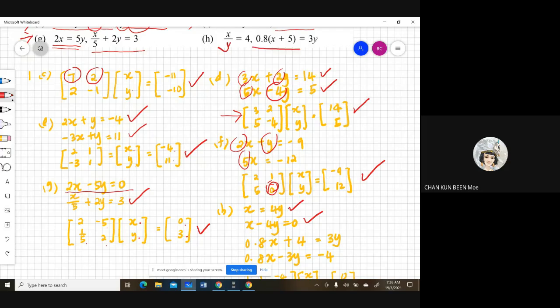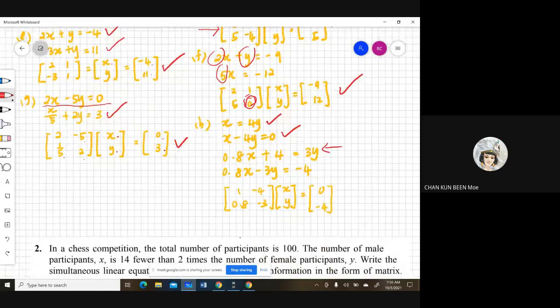And then this part over here, we also need to change to general form. 0.8 times x is 0.8x, plus 4, when you multiply by 5, equal to 3y. Then move the 3y to the front, becomes 0.8x minus 3y equal to negative 4. So this is what we need. We are going to apply this and change it to the matrix form. So it is 1, negative 4, 0.8, negative 3, times x, y, equal to 0, negative 4. Check your answer.